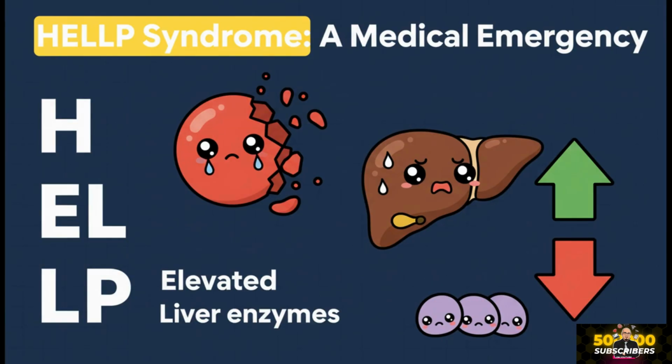Oh, the NCLEX loves to test this. You have to remember what each letter stands for. Hemolysis, that's the breakdown of red blood cells, elevated liver enzymes, and low platelets. If you see these labs on a preeclamptic patient, you know you're dealing with a 5-alarm fire of a medical emergency.